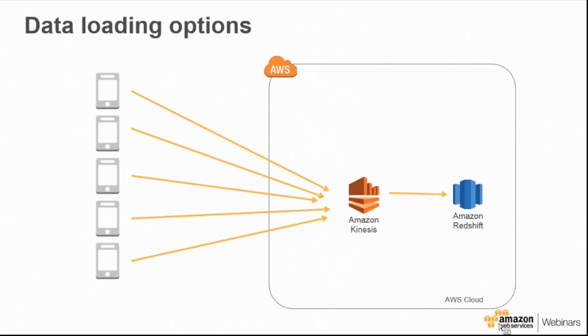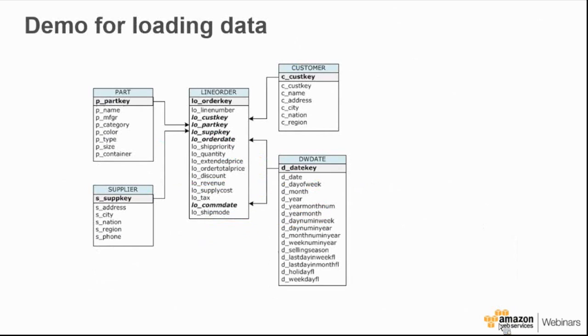You can also load data directly from Kinesis. So if you have streaming data that you're using Kinesis for, there is a connector for Redshift with Kinesis as well. So let's go through a quick demo for loading data. This is an example directly from our user guide, so you can follow along after the webinar and do it in a self-paced manner.